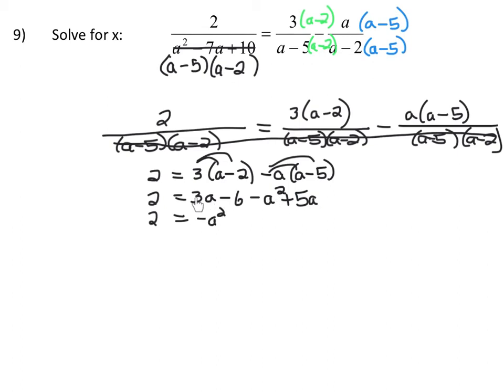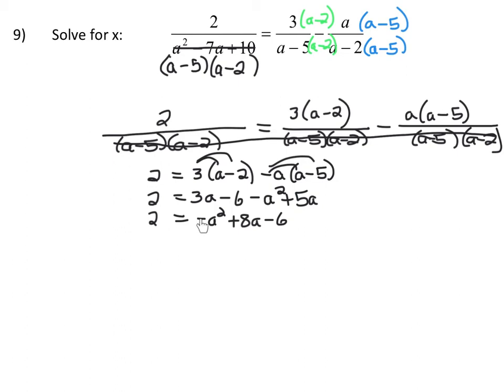Okay, and then I'll combine the 3a and the 5a. So 3a plus 5a is positive 8a. And I'll bring down the -6. Now, here's the deal. You want to get everything, because we have an exponent, right? We want to get everything to one side of the equation.